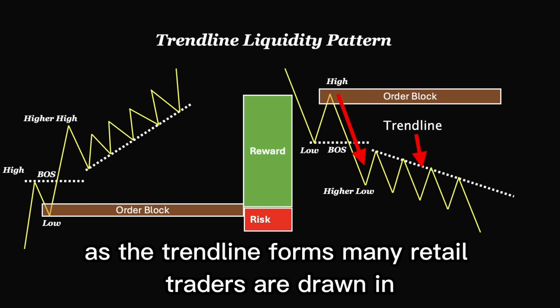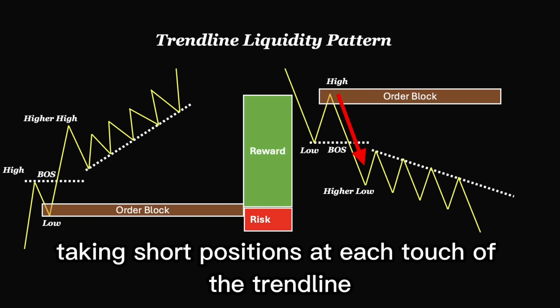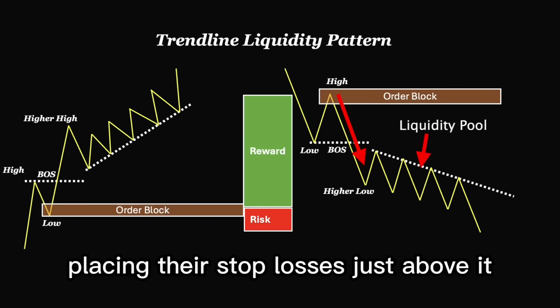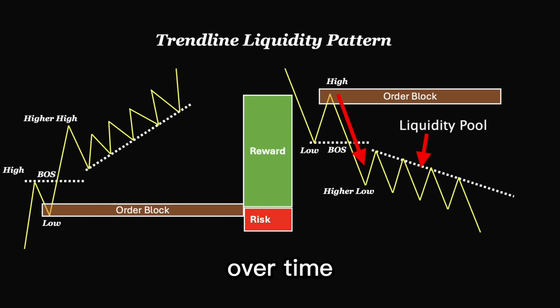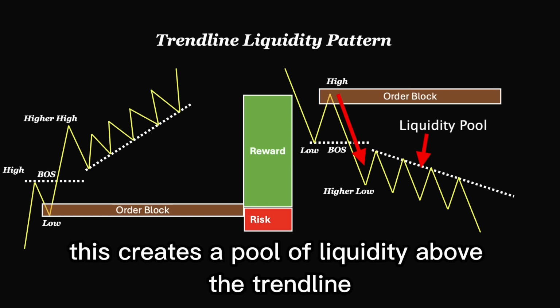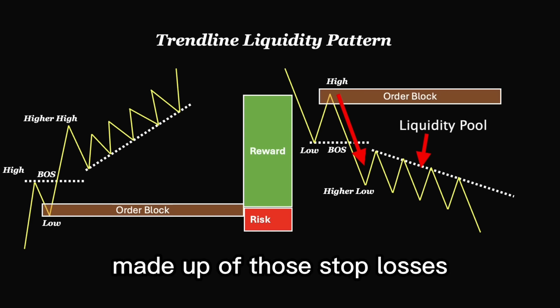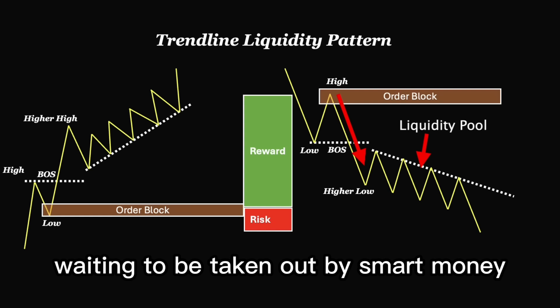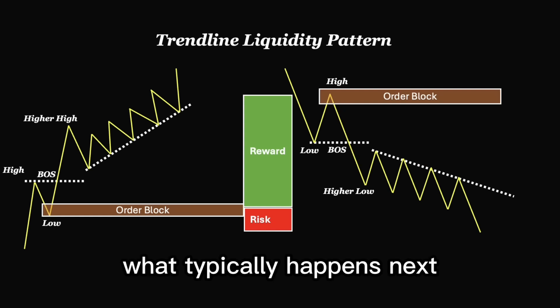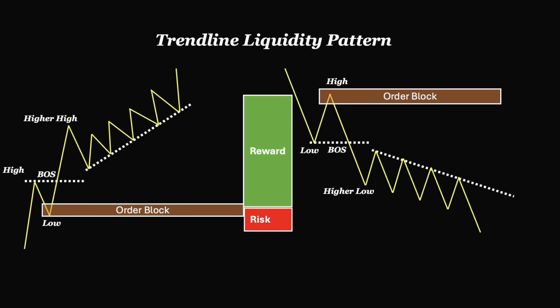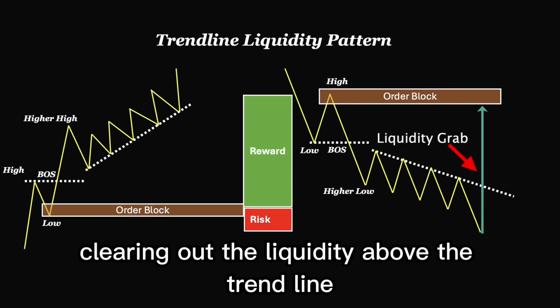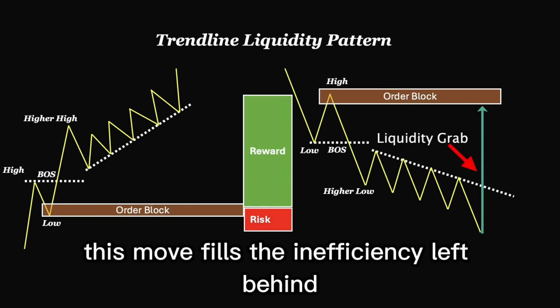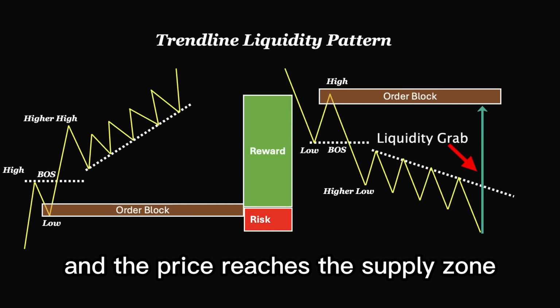As the trend line forms, many retail traders are drawn in, taking short positions at each touch of the trend line, placing their stop losses just above it. Over time, this creates a pool of liquidity above the trend line, made up of those stop losses, waiting to be taken out by smart money. What typically happens next? The price is likely to push upward briefly, clearing out the liquidity above the trend line and triggering stop losses. This move fills the inefficiency left behind, and the price reaches the supply zone.